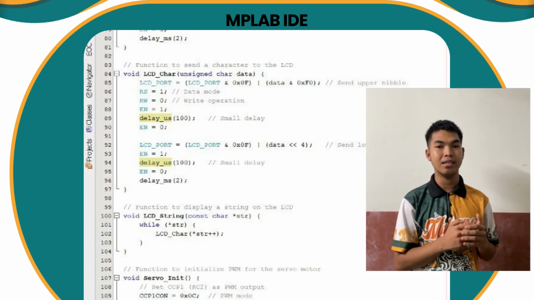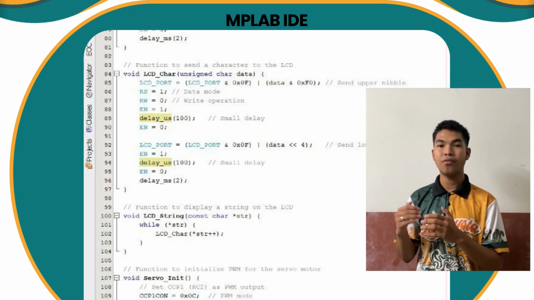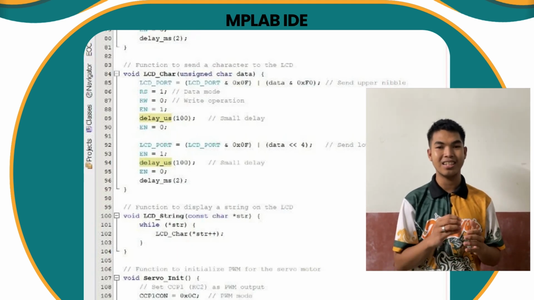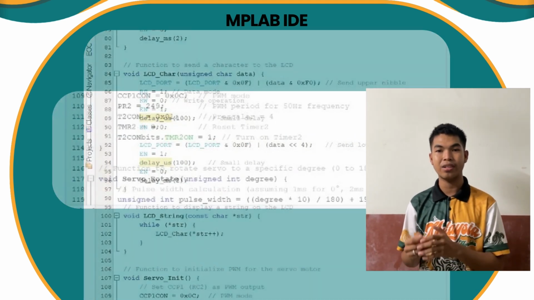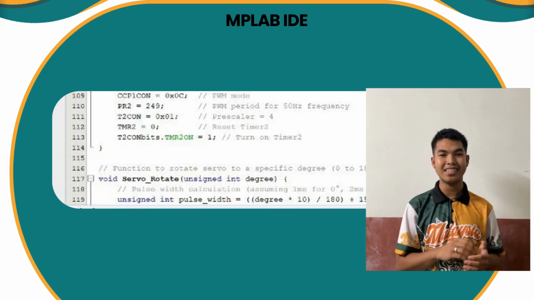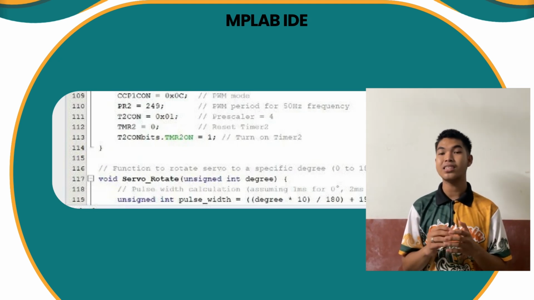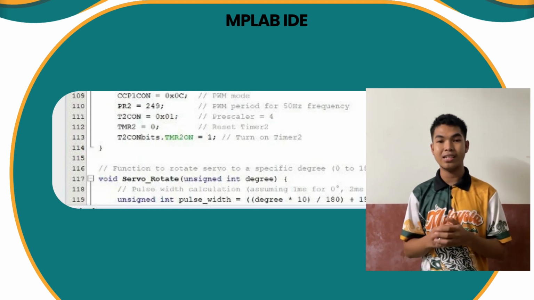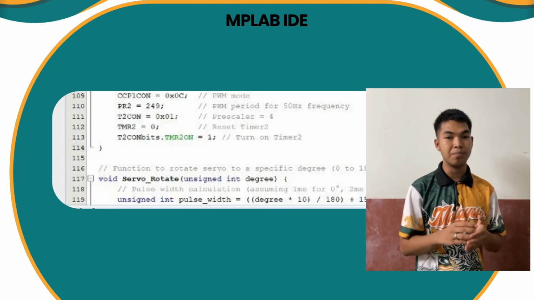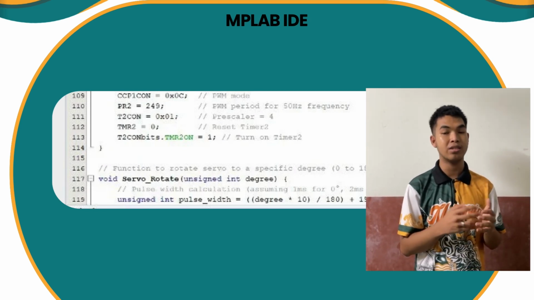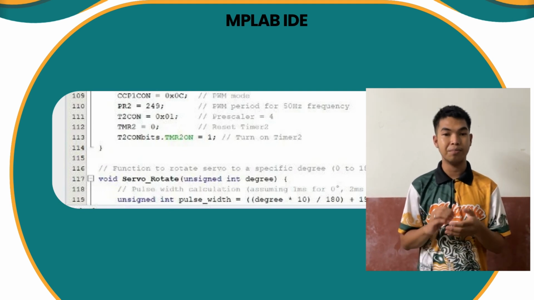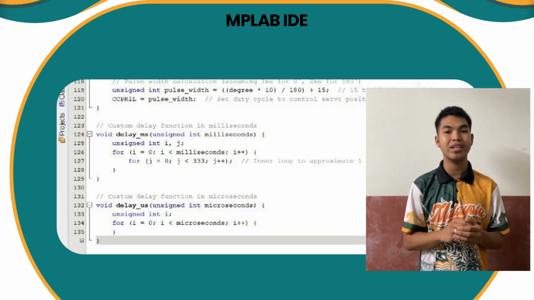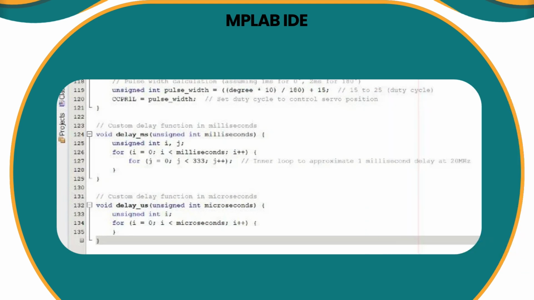The next one is servo motor. The servo init sets up PWM for the servo on RC2, and then servo rotate calculates the correct pulse width for the desired angle and adjusts the PWM signal, making the servo motor go to 0 degrees, 90 degrees and 180 degrees. So the code demonstrates basic motor control and feedback using LCD. The servo moves based on PWM, and the LCD shows the angle in real time. That's all for the coding.